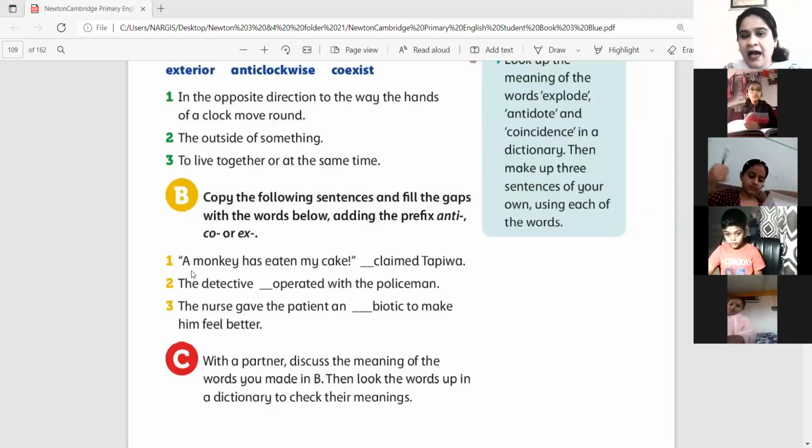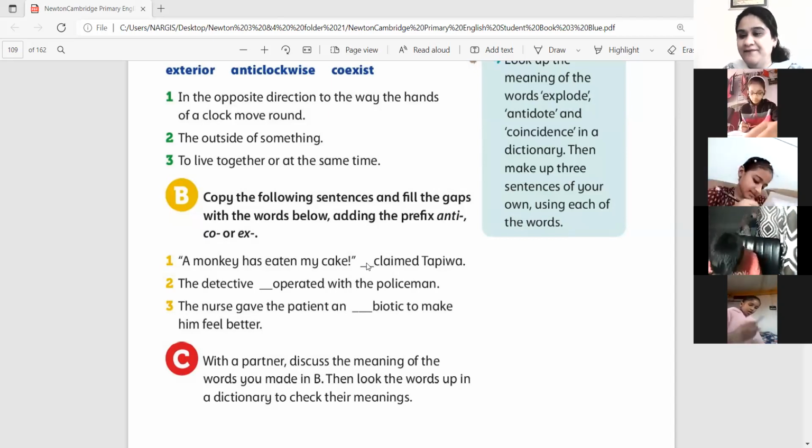First one. A monkey has eaten my cake, dash claimed. Which prefix will you add? Anti, co, or ex? Ex. Write ex here. First one is ex. Ikra, write ex.